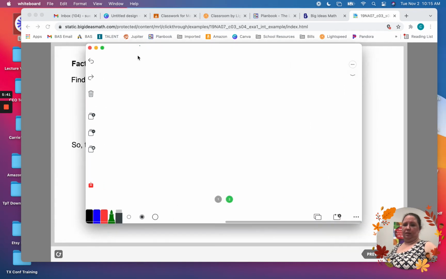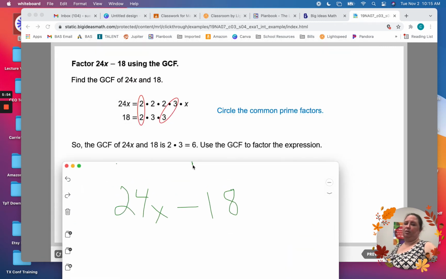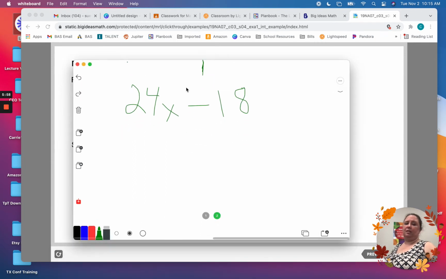So, if I have 24x minus 18, now I'm going to factor 24x minus 18 by using my greatest common factor. What is my greatest common factor? 6. So I'm going to pull out the 6, and I'll have 6 times what equals 24? 4. So then this would be a 4x left.